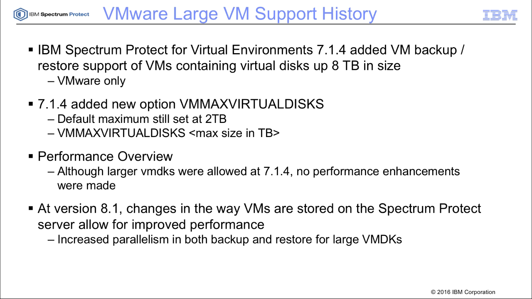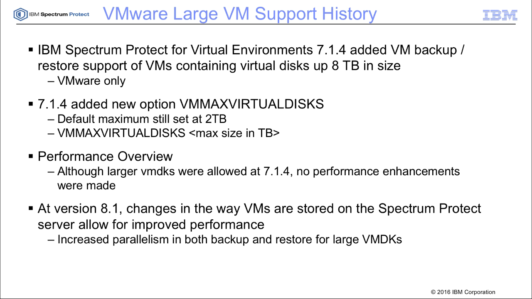Now moving on to some more technical details about backups. Way back in version 7.1.4, that was probably about a year ago at this point, or at least 9 months ago, we added support for larger virtual machines containing disks up to 8 terabytes in size. By default, that option was turned off, and you could turn it on by specifying this VM max virtual disks size in the data mover options file.